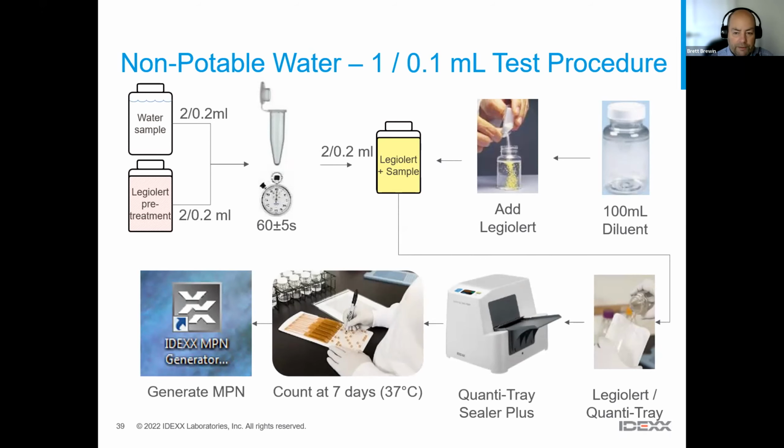I would indicate, though, that it's a slightly lower temperature for non-potable waters. It's 37 degrees rather than 39. And the reason for that is that the pre-treatment step can sublethally injure also some of the Legionella. So we have to reduce the temperature, and that allows them to recover and grow over the 7-day period.